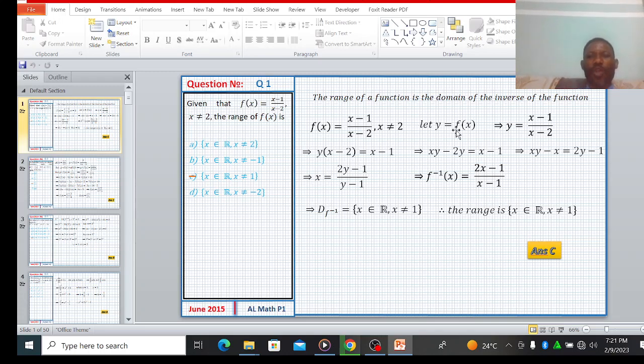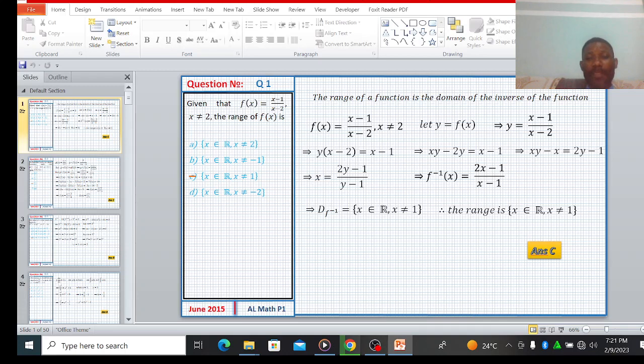This is the function. To get the inverse, we say let y be equal to f of x. So we solve for x in terms of y. In solving, we will come out with x equal to 2y minus 1 all divided by y minus 1. This now gives us an inverse function, which is f inverse of x is equal to 2x minus 1 all divided by x minus 1.